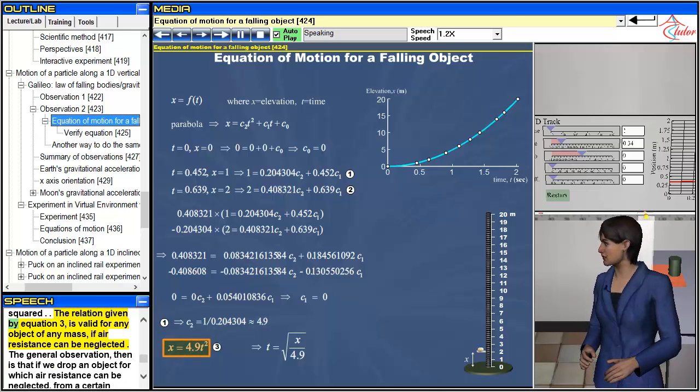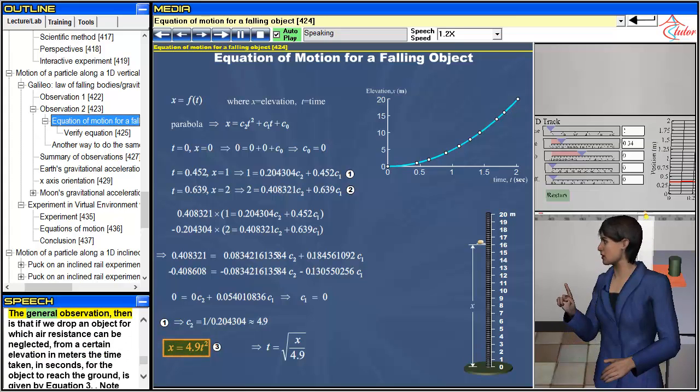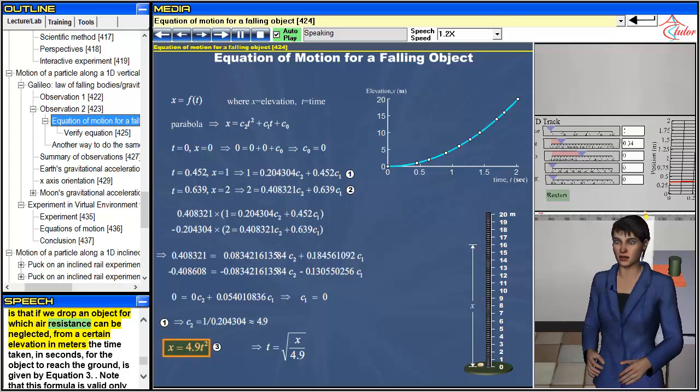The relation given by equation 3 is valid for any object of any mass, if air resistance can be neglected. The general observation, then, is that if we drop an object for which air resistance can be neglected, from a certain elevation in meters, the time taken, in seconds, for the object to reach the ground, is given by equation 3. Note that this formula is valid only for when the initial position of the object is a rest position, i.e. the velocity and acceleration are both 0.